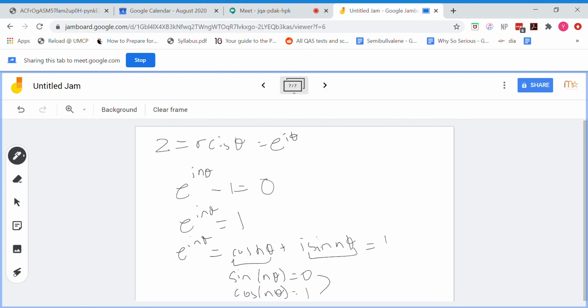Well, the solutions are n times theta equals 0 degrees, right? So actually 0 radians. And then we could have 2 pi radians. And then we could have 4 pi radians, right? So the solutions are, in general, 2k times pi radians, correct? So in general, the solutions are theta equals 2k pi over n, where k is an integer, correct?